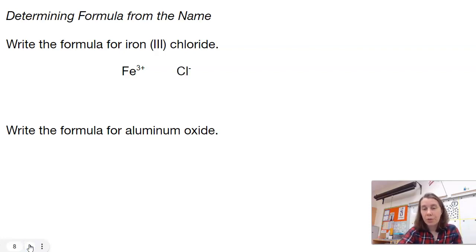Right, so then we'll need 3 of those chlorines to balance out the 1 iron. So that'll just be FeCl3. Okay, aluminum is in column 3A, so it's +3 always. Oxide is always -2, and this is one of those ones where we need that least common multiple, so we'll need 2 aluminums and 3 oxygens.